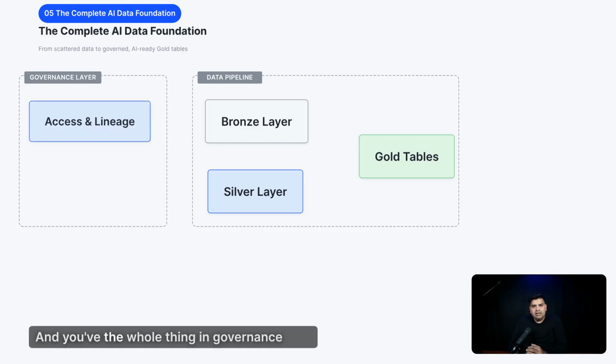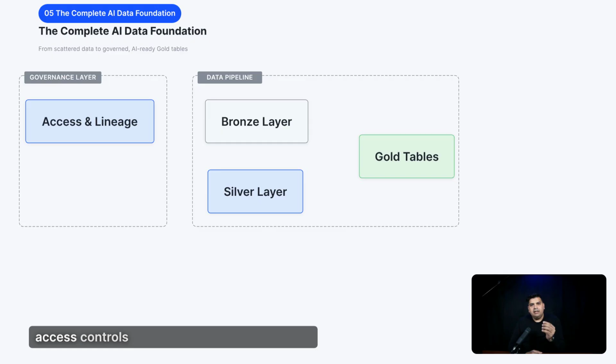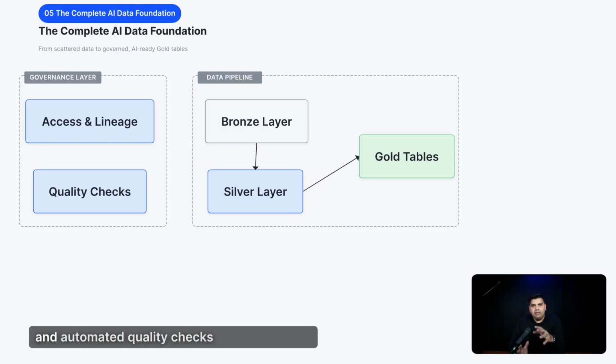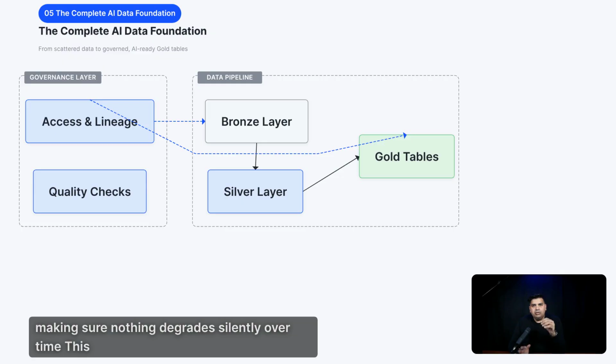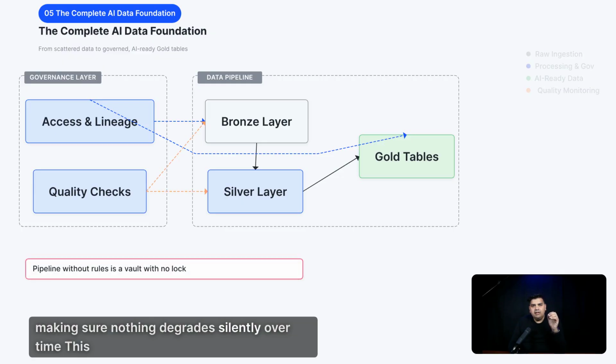And you've wrapped the whole thing in governance: access controls, deciding who sees what; lineage tracking, proving where every value came from; and automated quality checks, making sure nothing degrades silently over time.